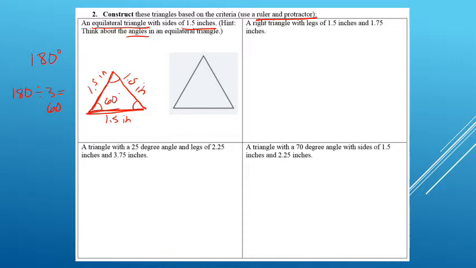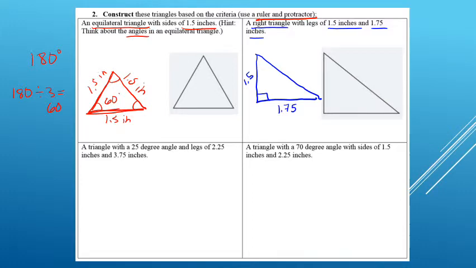On the second one, we're being asked to draw a right triangle with legs of 1.5 inches and 1.75 inches. So again, we've talked about starting with the angle. So sketching a right angle, and then you can choose where the side lengths go. For example, here I might put my 1.5. Here I might put my 1.75. And then I'm going to go ahead and connect those. I know your drawing is going to be a lot more precise and crisp than mine, but when you construct it, it should look approximately like this.